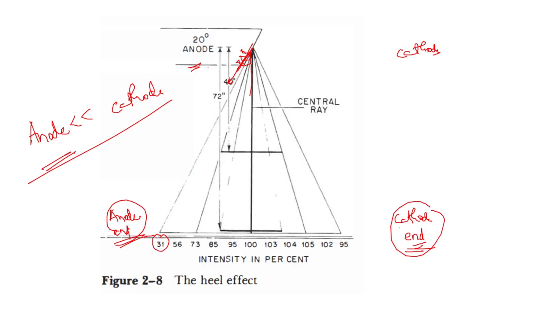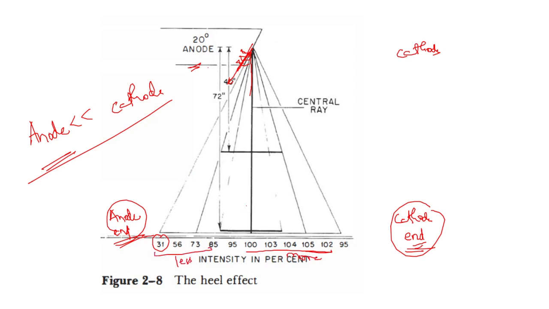Now, what does this Heel effect help tell us? What is its use? One, this Heel effect can be used to obtain balanced densities in the radiographs of body parts of different thickness. Meaning, here there is more intensity, and when compared to here, there is less intensity.